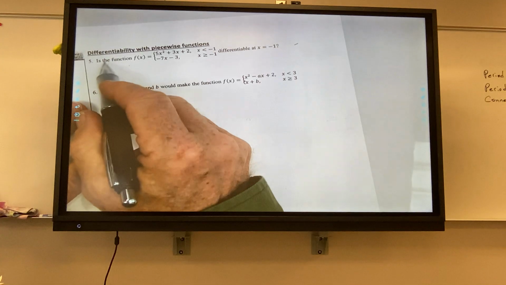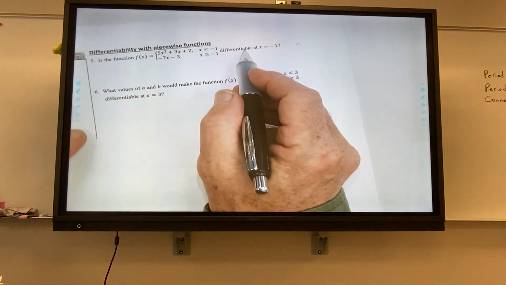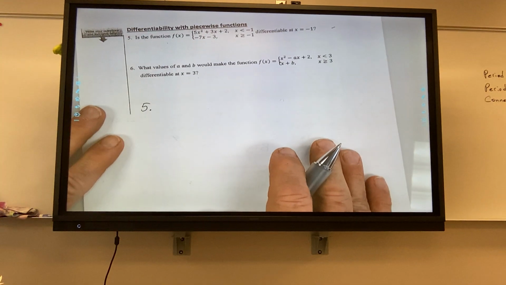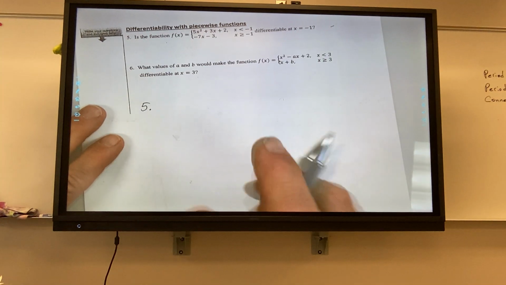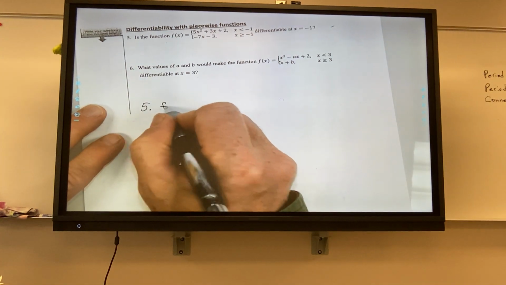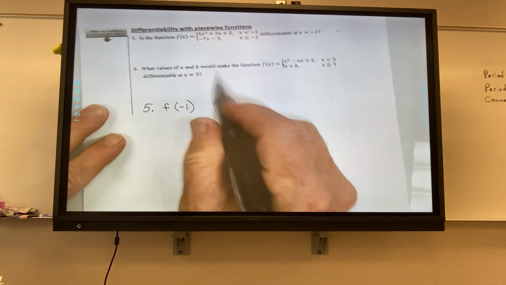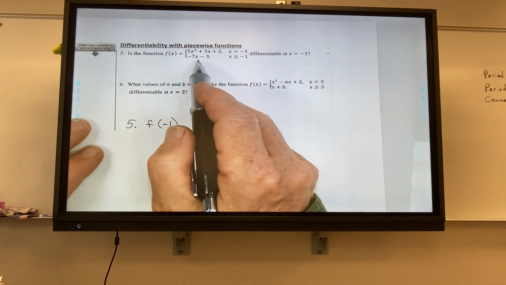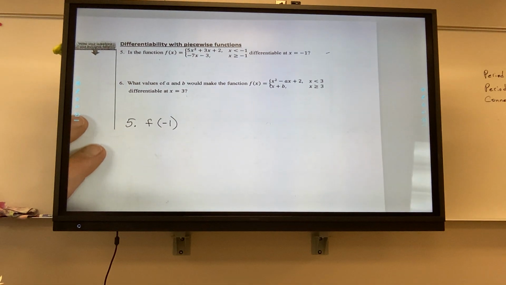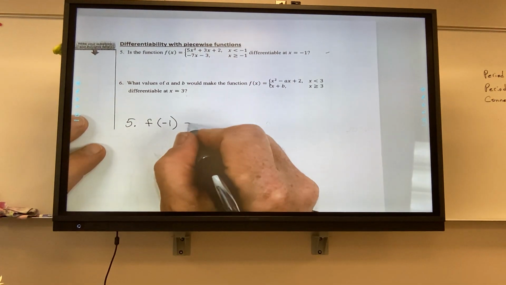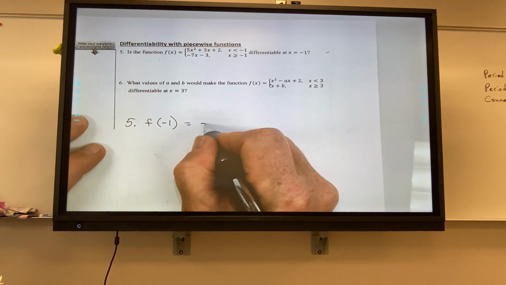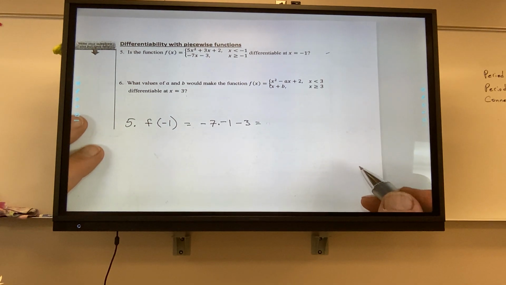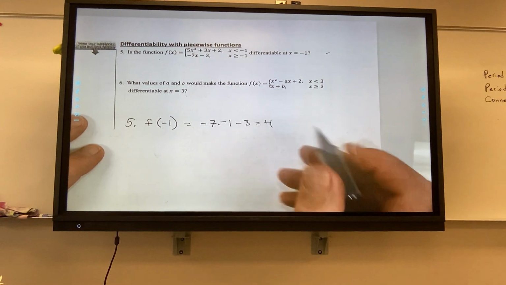All right, so it says, is the function differentiable at negative 1? So here's number 5. The first thing I have to do is make sure it's continuous. So what I'm going to do is plug negative 1 into f. Do I choose this top expression or this bottom expression? The bottom. So when I put in the bottom, I'm going to have negative 7 times negative 1 minus 3, and I get what? 4. Everybody agree?